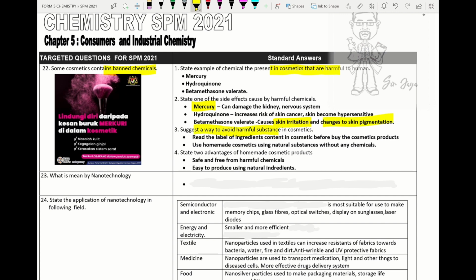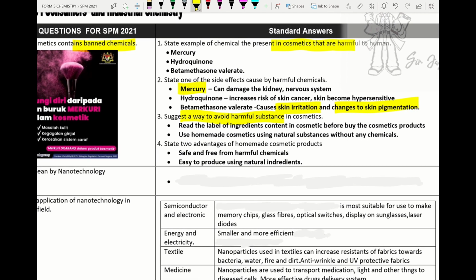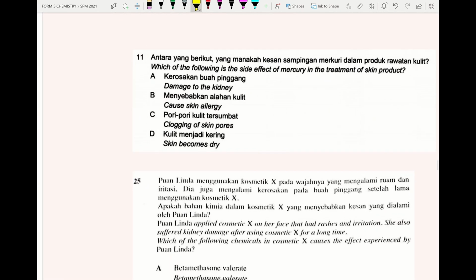Okay, suggest a way to avoid harmful substances in cosmetics. We should read the label of the ingredients content in the cosmetic before we buy the product. Okay, use homemade cosmetics using natural substances without any chemicals. All right, state two advantages of homemade cosmetics: safe and free from harmful chemicals, and easy to produce by using natural ingredients.